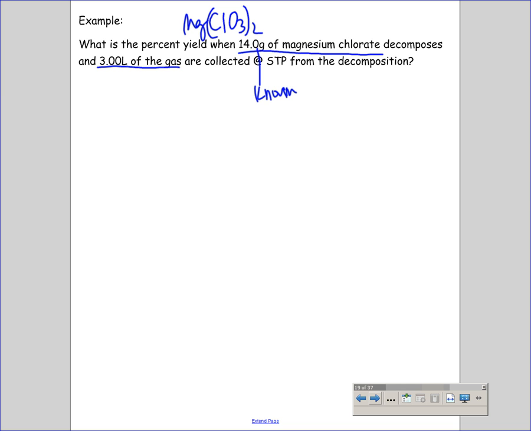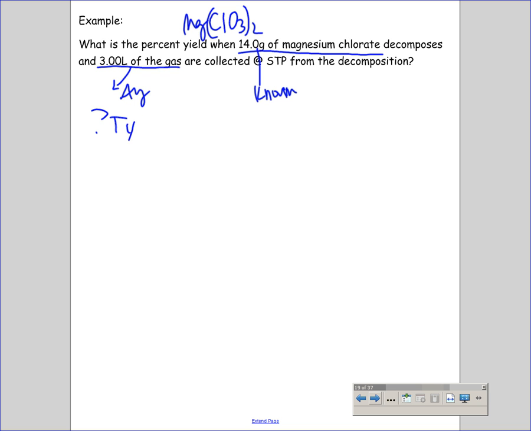That's the product that somebody made in the lab, right? That's the actual yield. So they're telling you this person collected 3.00 liters of gas at STP from this decomposition. So what do you think we need to do together? Find the theoretical yield, right? We don't know the theoretical yield of oxygen gas.